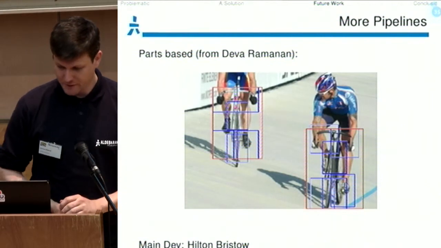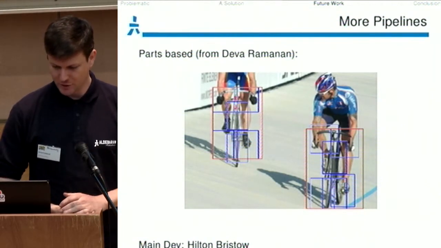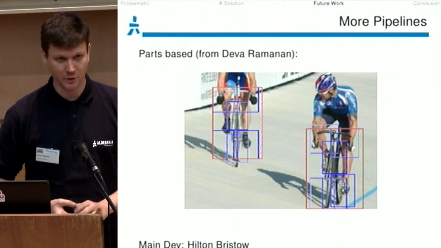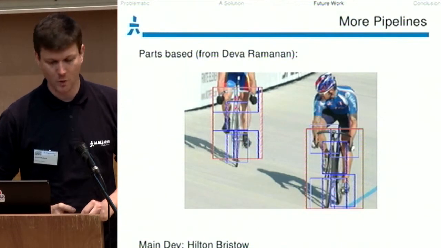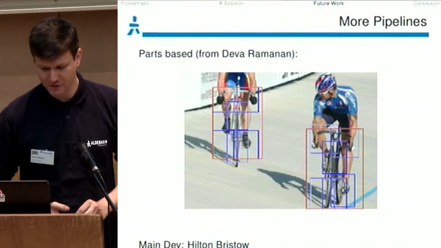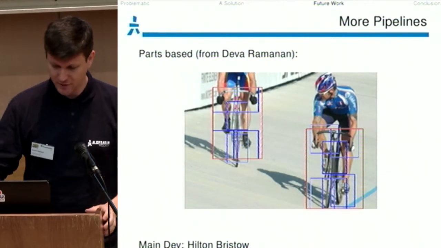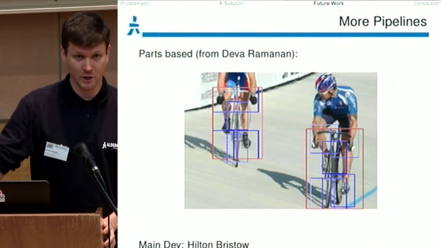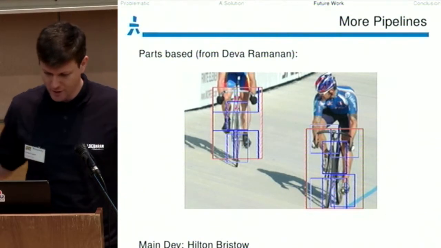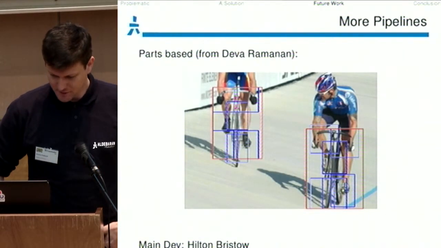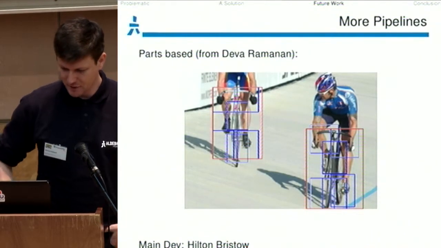We're also adding more pipelines. For those that are familiar with object recognition, the parts-based object recognition by Deva Ramanan is the one that won two Pascal VOC challenges, I think 2009, 2010, or 2010, 2011. So it's a pretty good technique. It recognizes articulated objects, like bikes or bodies, dogs and so on. We had an intern implementing it, and it works pretty well.